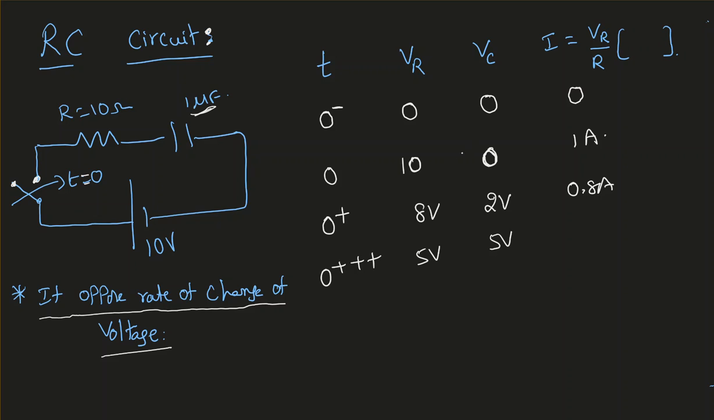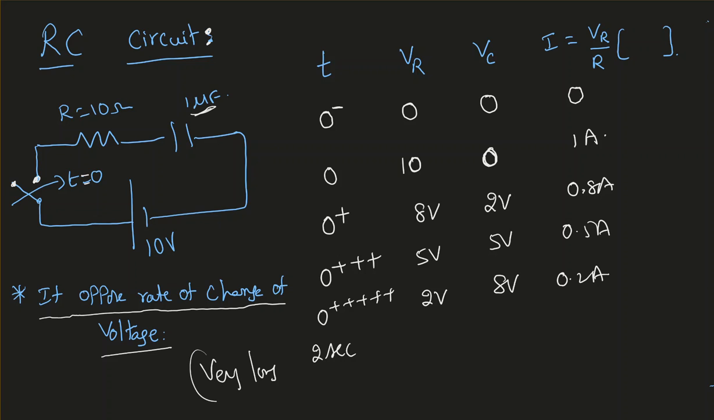So basically what is going on in this time frame is that the capacitor starts charging. Whenever it starts charging, it allows the current, because the current is passing through this. Once it is fully charged, it slowly reduces the current flow. At 0 plus plus plus, that means a few more milliseconds, probably the voltage across the resistor is going to be 2 volts and the capacitor 8 volts. I just took those hypothetical numbers, those are not the exact numbers. So 0.2 amperes. After 2 seconds, which is a very long time.